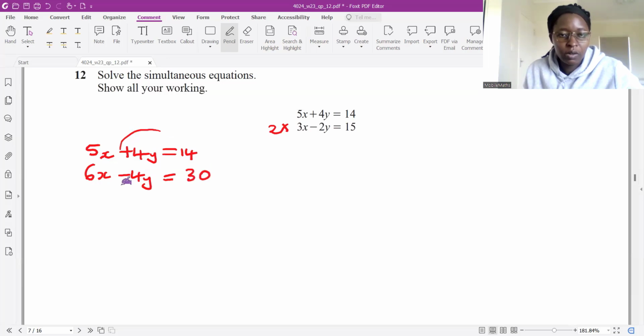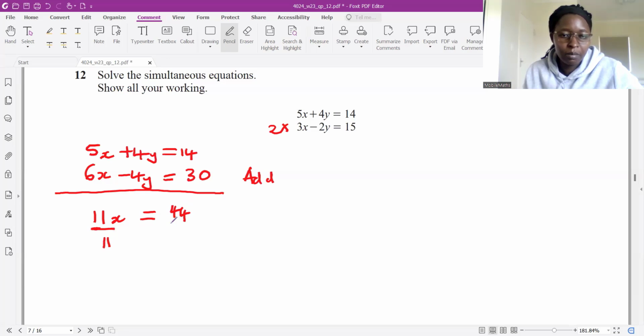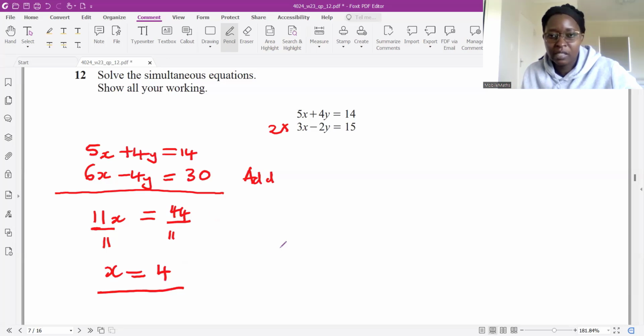So to get a 0 on these two, I'm going to add this whole thing. Adding, I get 11x. This is a 0. 4 minus 4, that's a 0. So then 14 plus 30, I get 44. So I divide both sides by 11. So my x is equal to a 4.